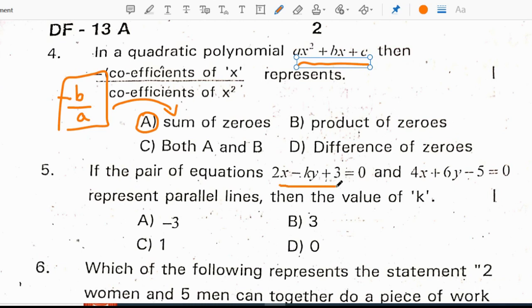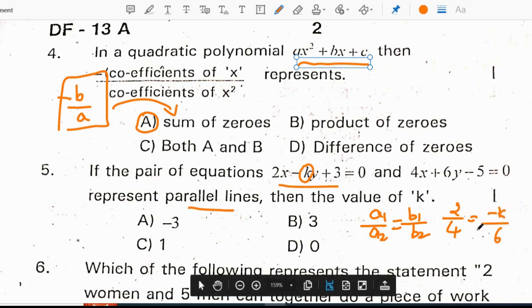If the pair of equation 2x minus ky plus 3 is equal to 0 and 4x plus 6y minus 5 is equal to 0, they represent parallel lines, then find the value of k. In the place of k, there will be one number we need to find. If the lines are parallel, we need to take the condition a1 by a2 is equal to b1 by b2. Here a1 is 2, a2 is 4, so 2 by 4 is equal to b1 by b2, minus k by 6. So when two ratios are equated, we need to do cross multiplication. Minus 4 into k is minus 4k, 2 6s are 12. So k value will be 12 by minus 4 which is minus 3. So value of k is A option minus 3.